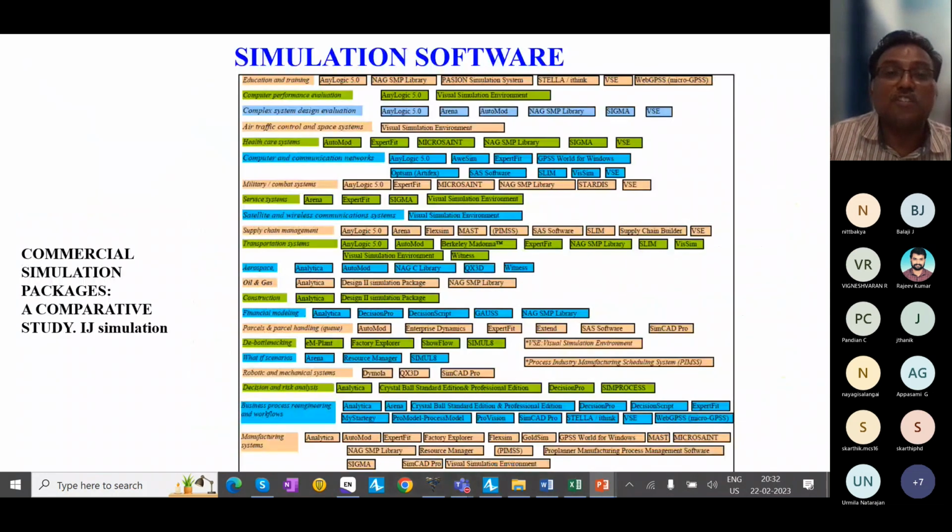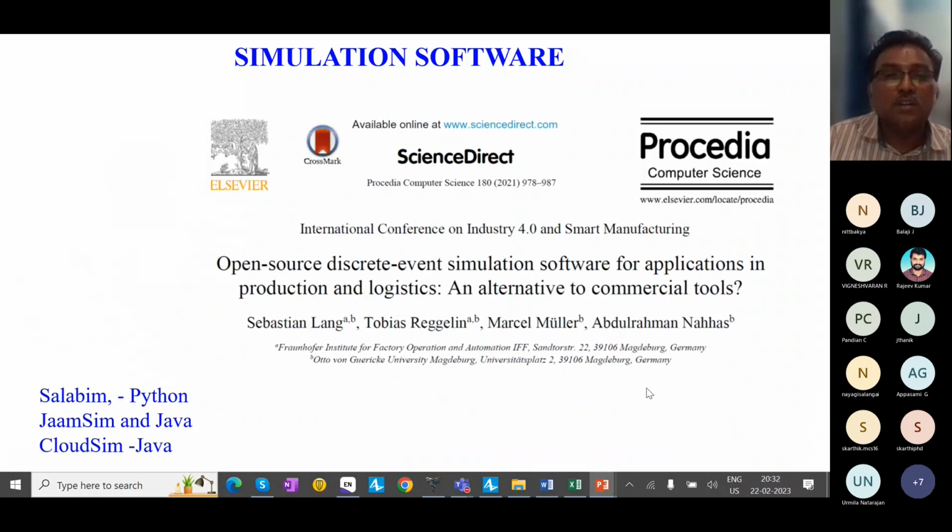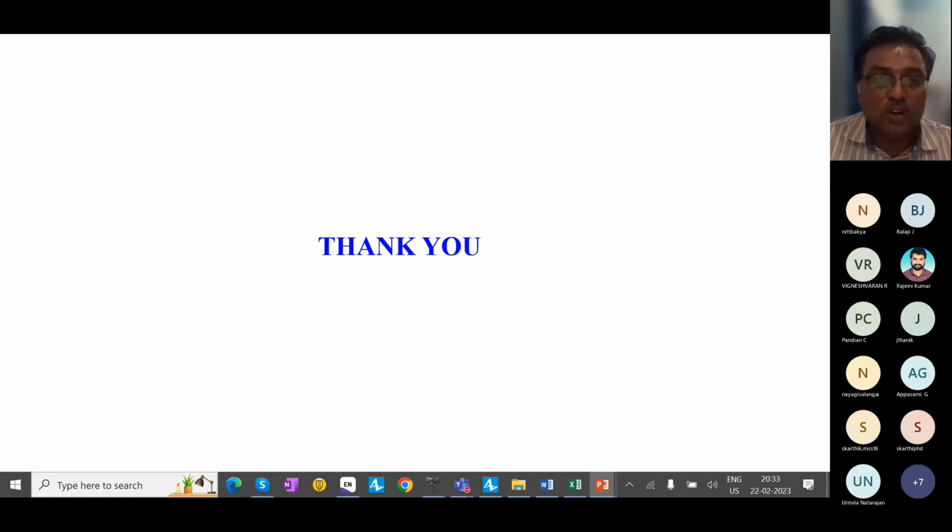And these are some of the software available, plenty of software. These are commercial software packages. Especially for healthcare, you can see AutoMod and Expert Fit. Apart from that, we can use Flexsim, Witness, AnyLogic. And there are some open source software also available. These are the open source ones. Some of them are open source software. Salabim is based on Python, and JaamSim and CloudSim are based on Java. So these software you can download as open source, free of cost, and use.